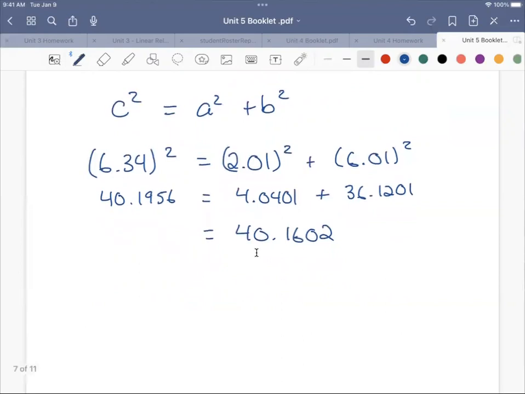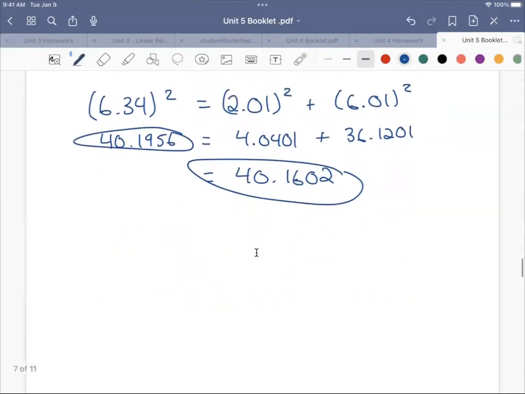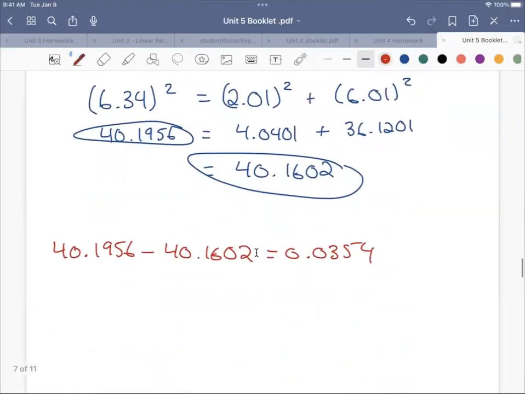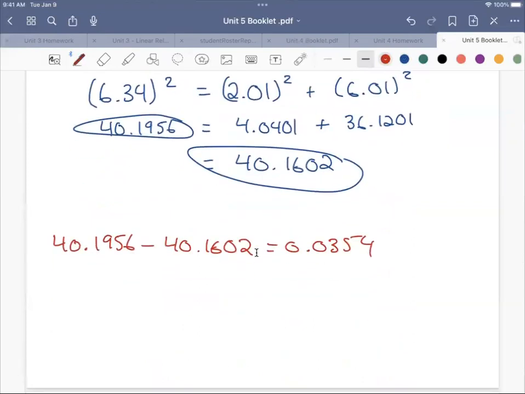So I can see that these values are not the same. Now I need to check if they're within my allowance for error. So all I'm going to do here is just subtract them from one another. 40.1956 minus 40.1602. This gives me 0.0354. We know our allowance of error is 0.2 meters. 0.354 is not acceptable.